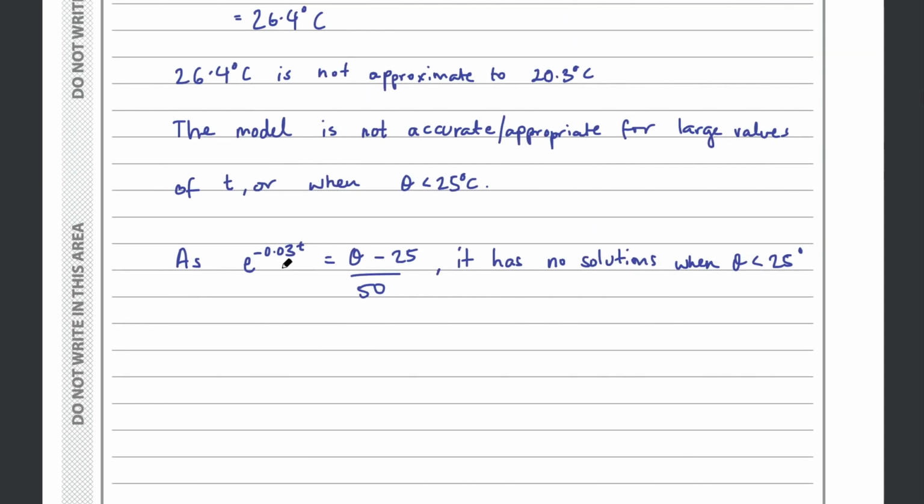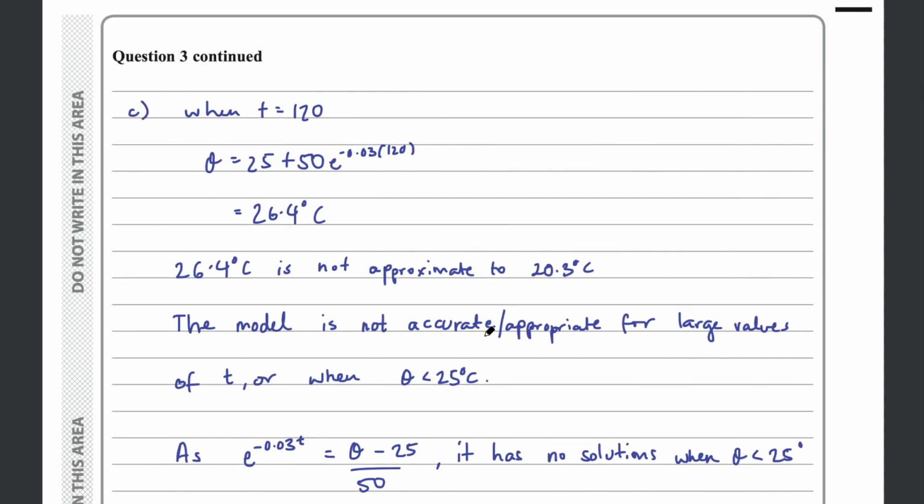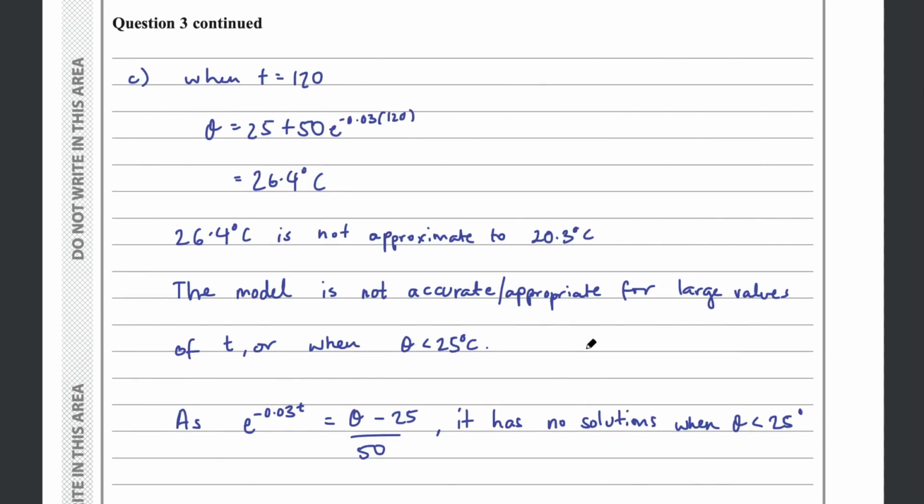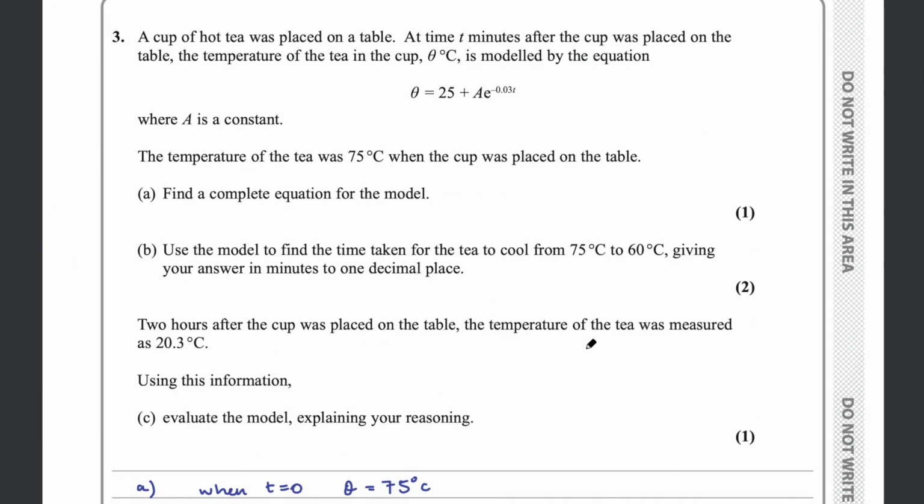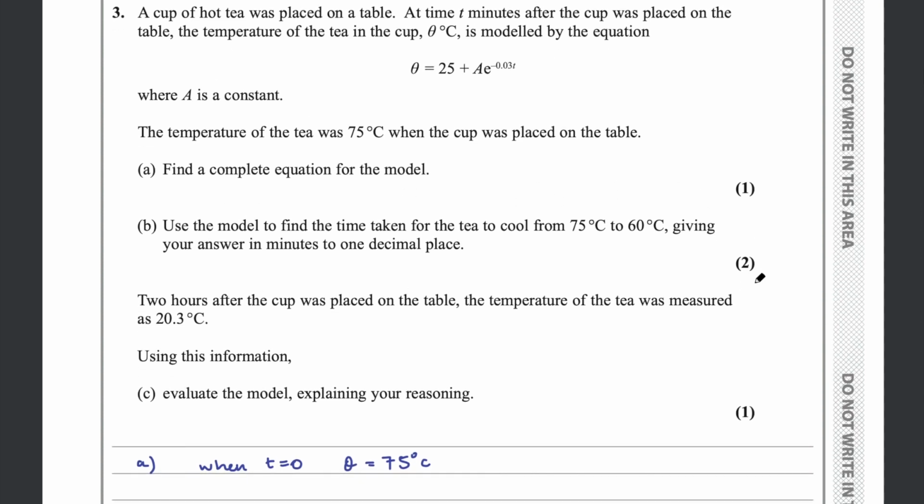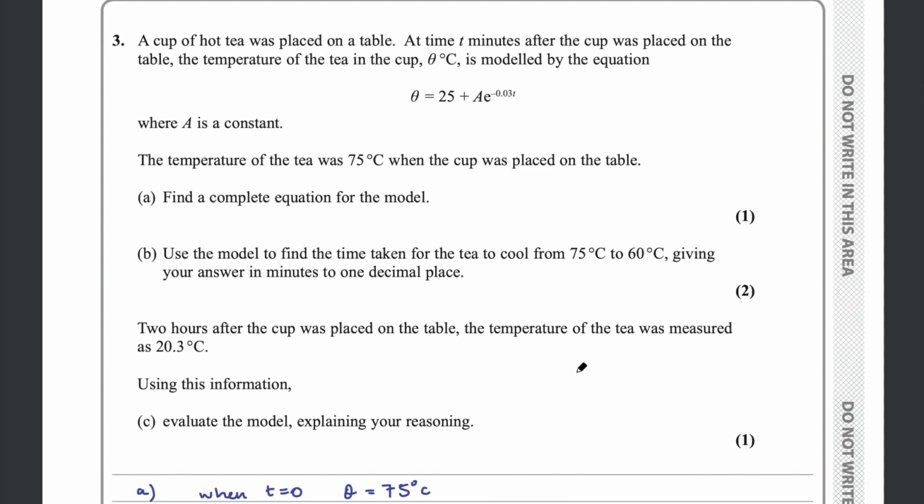So for the 4 marks, I don't think you have to add that. The main point is you need to say that the model is not appropriate. Well, firstly, you need to find this temperature, 26.4. It's not approximate to 20.3. Therefore, the model is not appropriate for large values of t. Okay, so that was part C for 1 mark. Part A was 1 mark, part B was 2 marks, so part 3 in total was 4 marks.